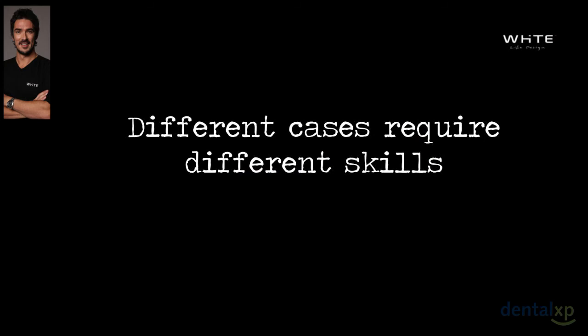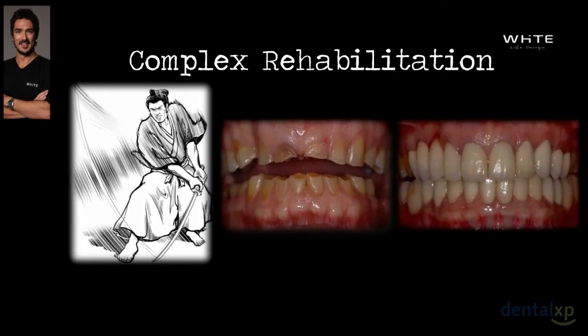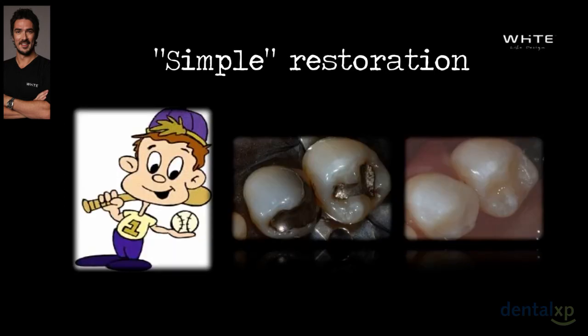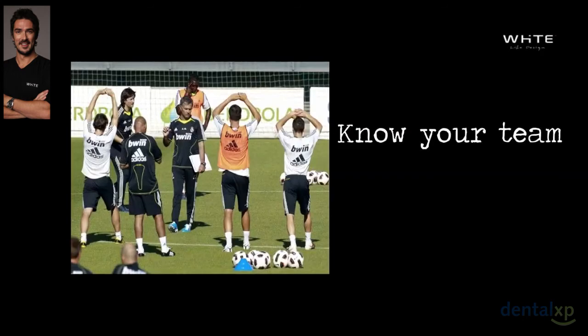Different cases require different skills. So if you're going to do a complex rehabilitation, you need to be a skilled surgeon. And not just you, you have to have a good lab. You have to have good co-workers. The whole team has to be on board here. Maybe you need more than one person to help you with this. If you're doing simple cases, then of course, simple skills. You don't need to be too complex about this. And you've got to know your team.